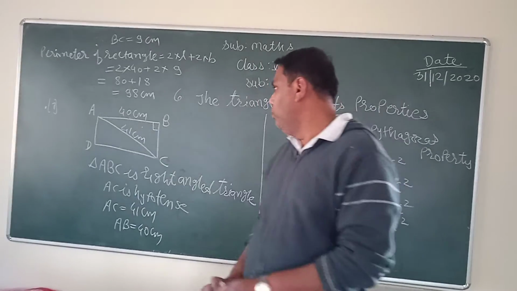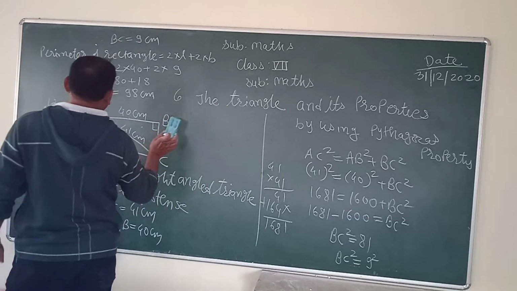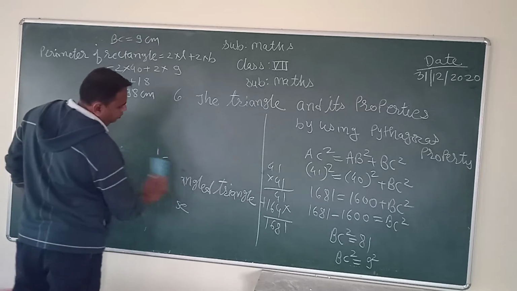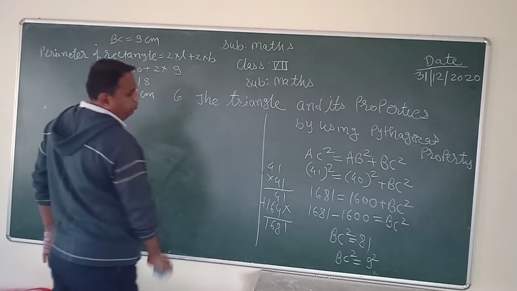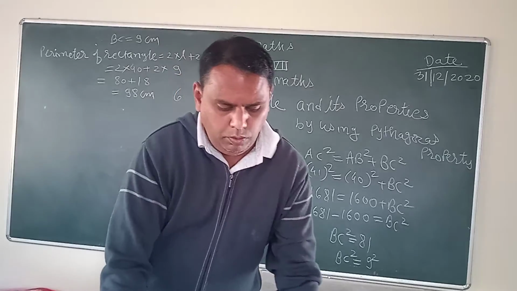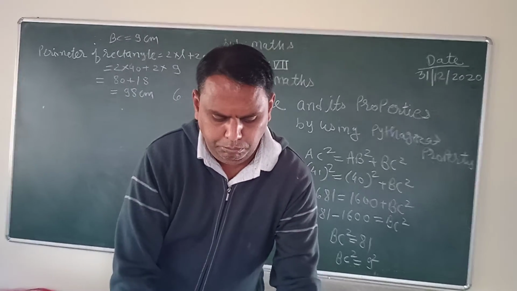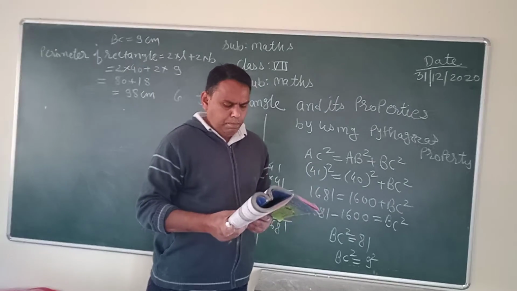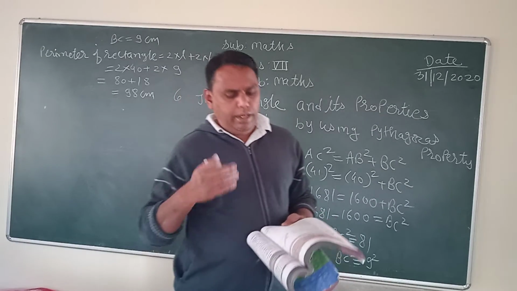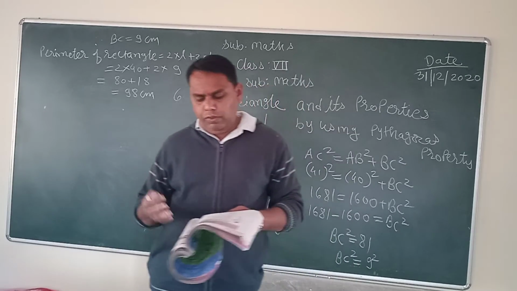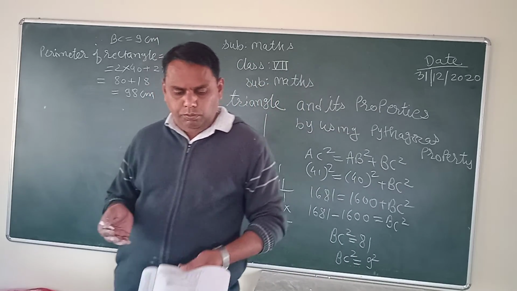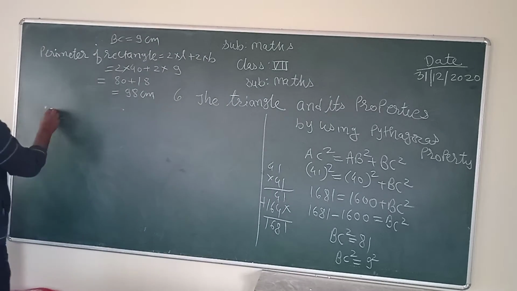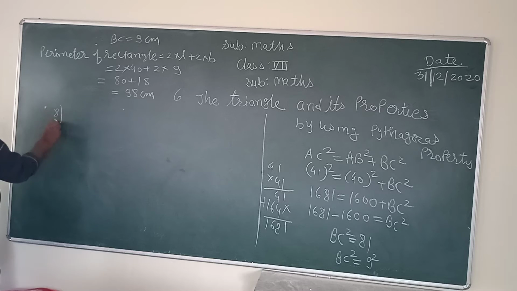Question number 7 is over. Question number 8. We read this question first. The diagonals of a rhombus measure 16 centimeter and 30 centimeter. Find its perimeter. We draw here figure first.